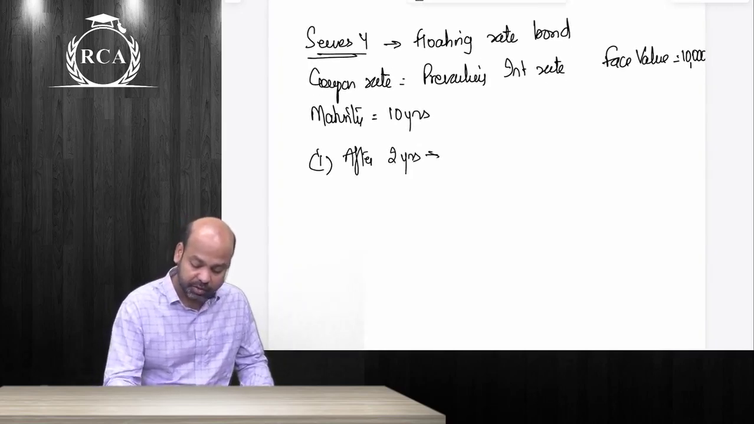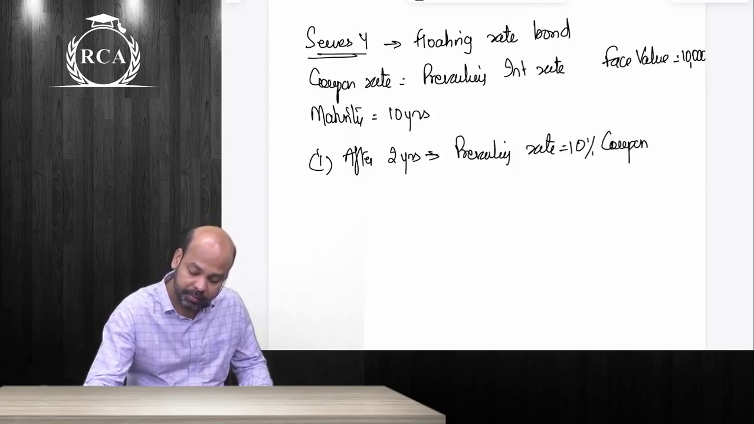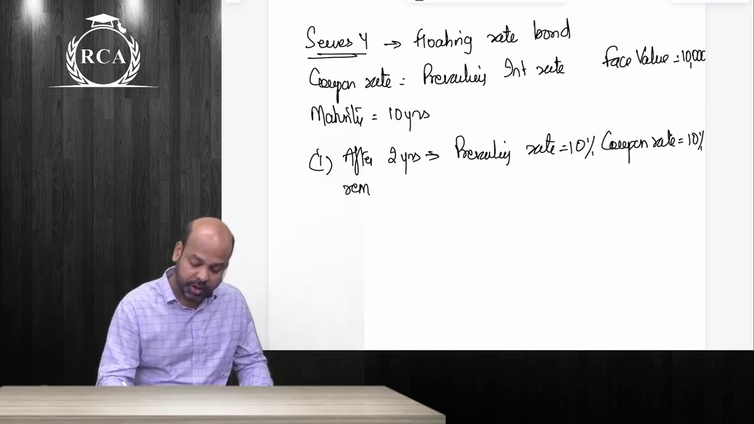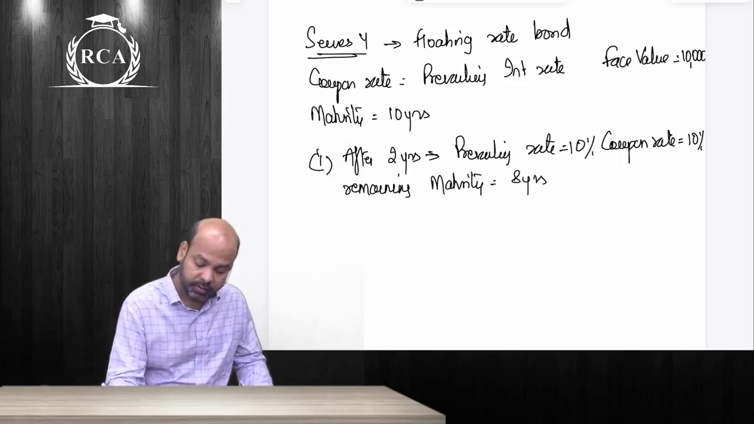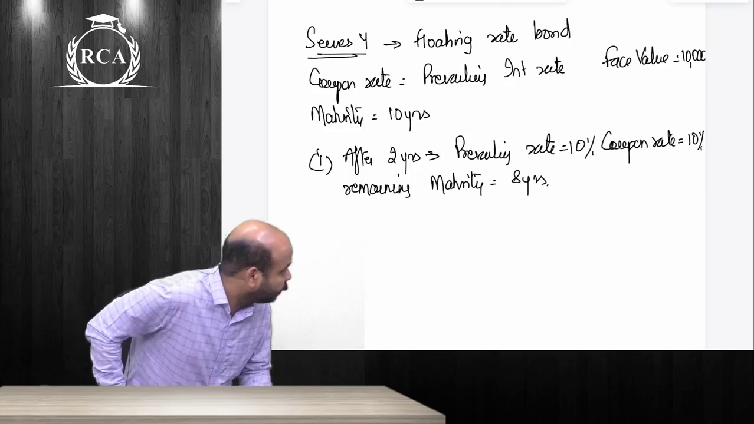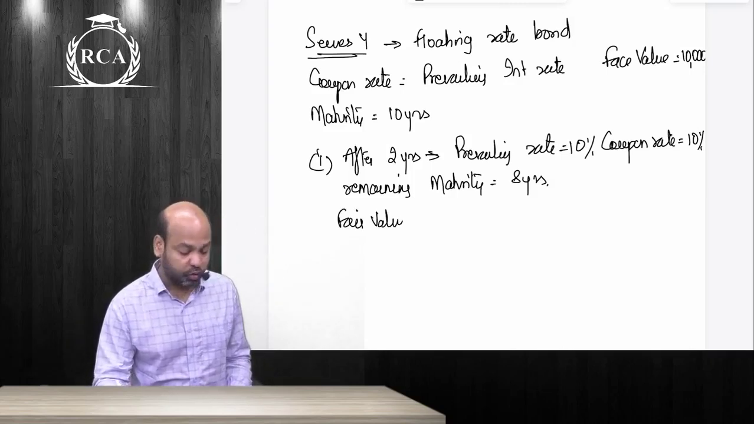After 2 years, what is the prevailing rate? Prevailing rate is 10%, so the coupon rate also will become 10%. Remaining maturity is 8 years. You will have to show the calculation, and only after that you are supposed to write conclusions.